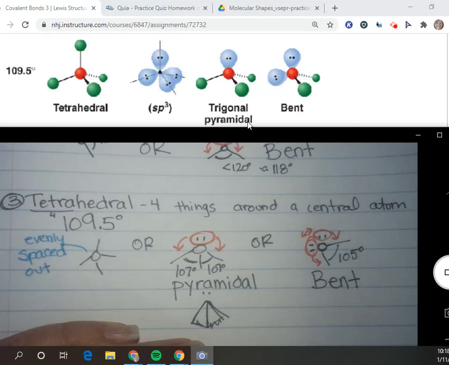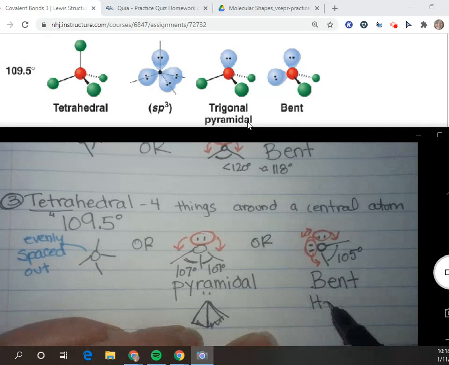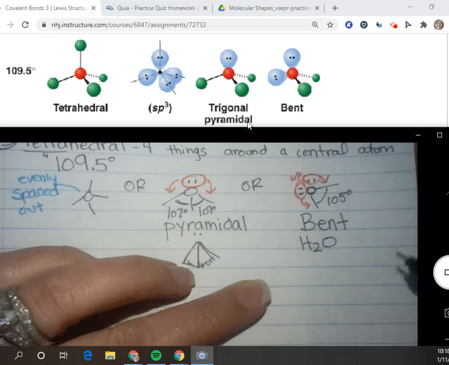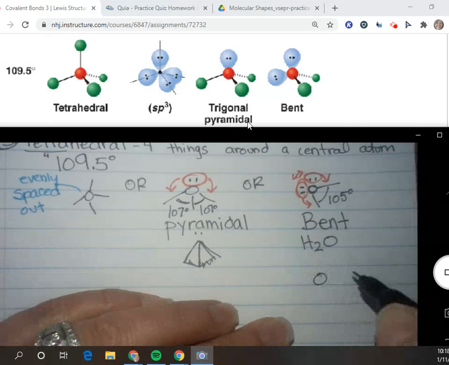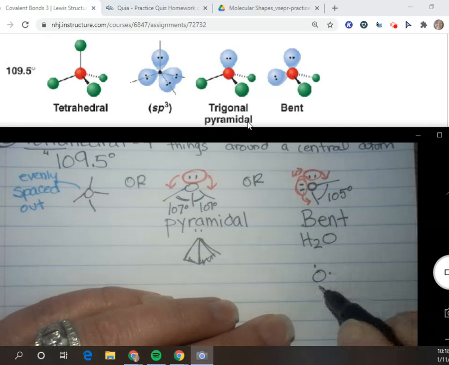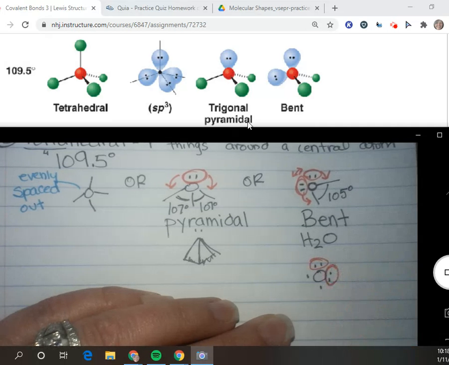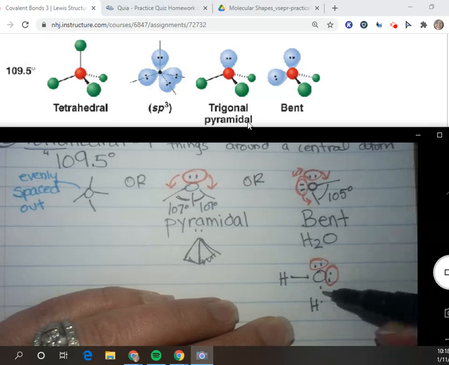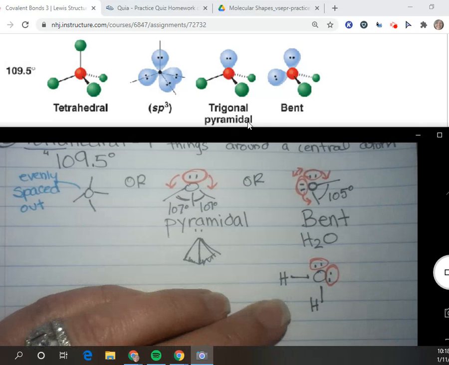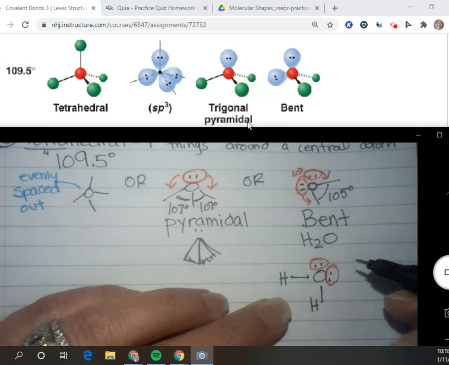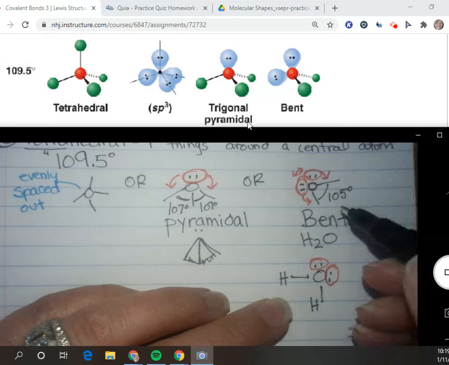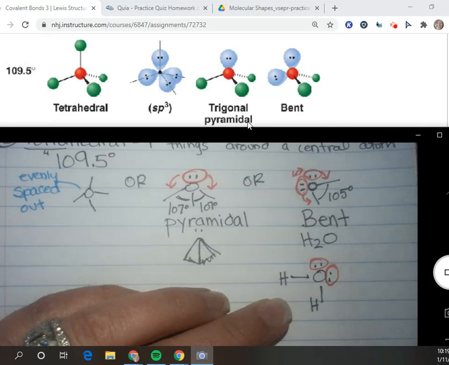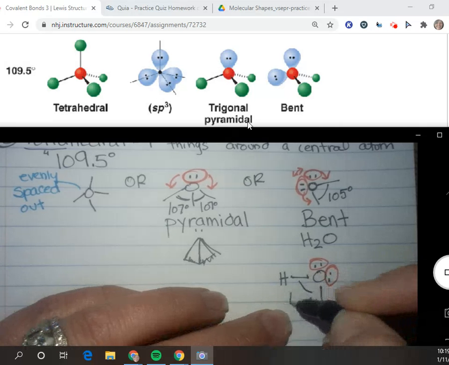The biggest, most important example of this one is water. So if we look at the Lewis structure of water, we have 1, 2, 3, 4, 5, 6. See, look, there's my unshared pairs. And then my hydrogen, we've got a bond there. So you will be asked, what is the angle of the water molecule? And your answer will be 105 degrees. Because between the bonds, it is 105.